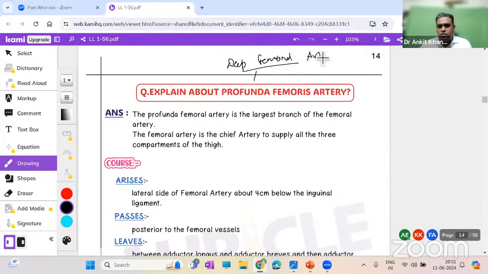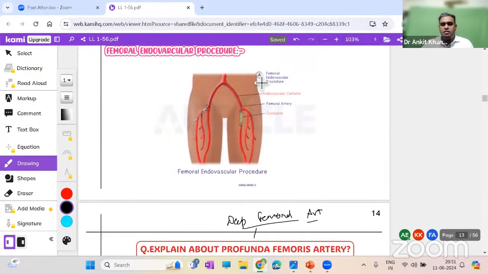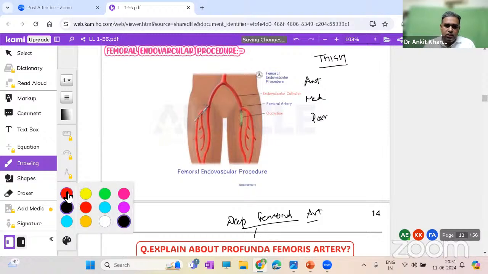Now, here I want to tell you some concepts that are worth noting. See, what is actually happening is, we all know that in the thigh we have how many compartments? Three compartments. What are those? That is the anterior compartment, the medial compartment, and then the posterior compartment. How many arteries are there? One. Which artery? Femoral artery.